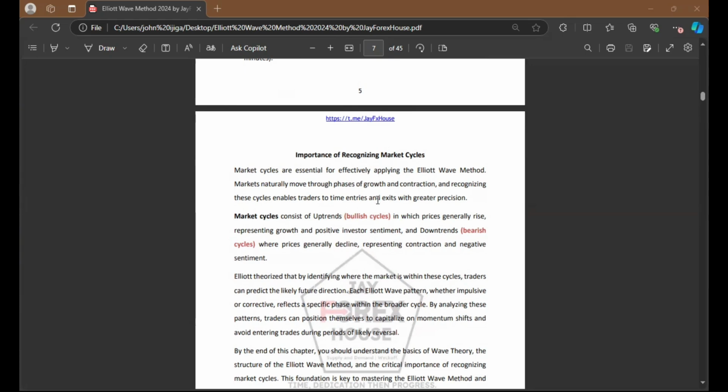So the market cycle is essential for identifying wave patterns as well, because it consists of the uptrend, which is the impulsive, or the downtrend, which is the corrective, but can also be flipped. So when I mean flipped, I mean you can have an uptrend that is impulsive, okay? So this is what we call an uptrend, understanding wave patterns too as well.